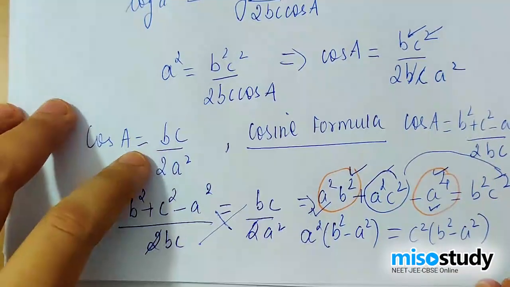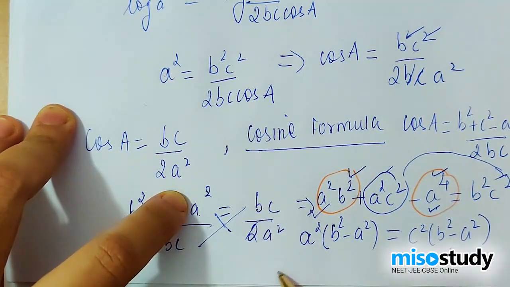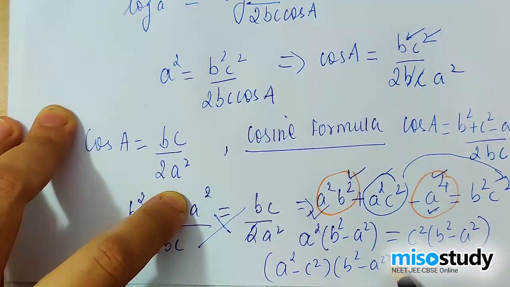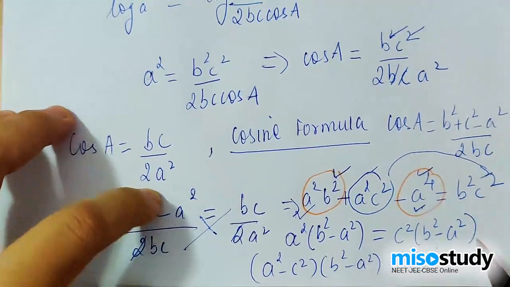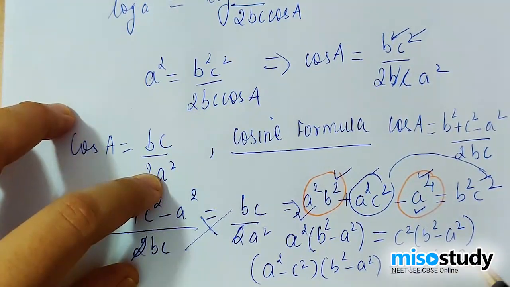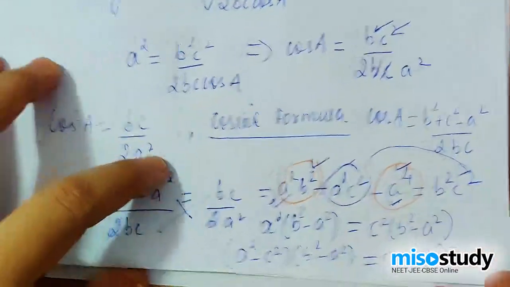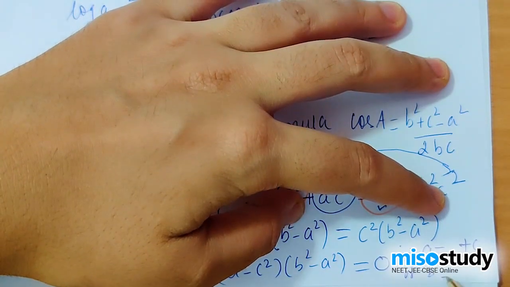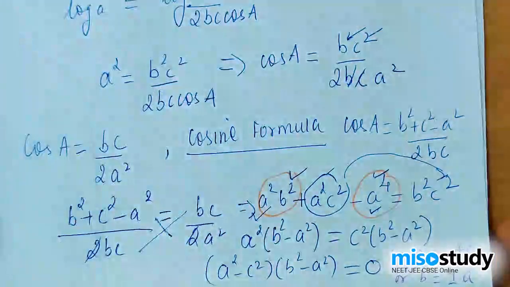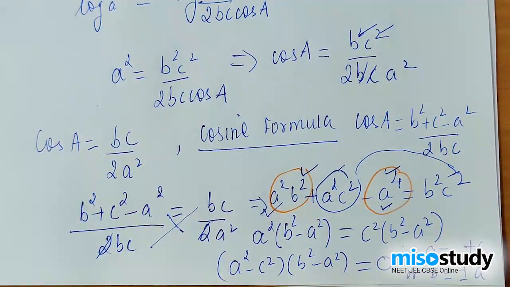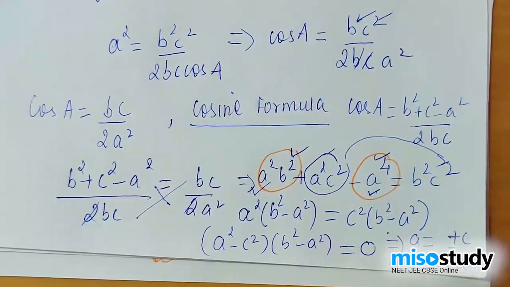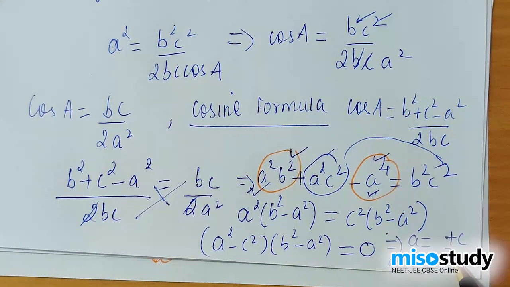Alright. Now let's get everything over here. So I will have (a² − c²)(b² − a²) = 0, which implies either a = ±c, going by the rules, or b = ±a. Since a, b, c are the lengths of the sides of the triangle, we will not take the negative sign over here. We have to take the positive sign. Length of a side can never be negative.